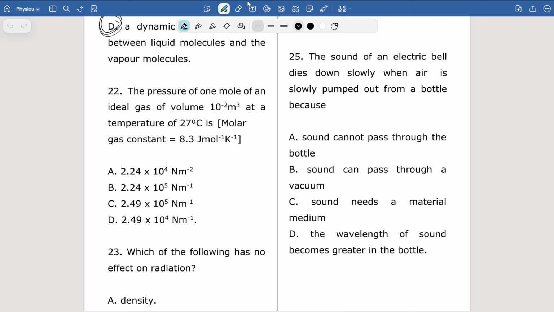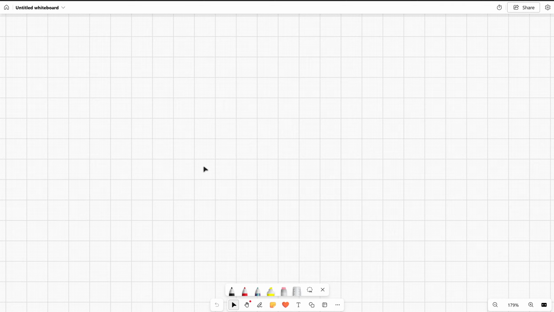You're given the molar gas constant. So obviously this question is coming from the gas laws, the ideal gas equation. From the ideal gas equation, you need to know the general formula, which is PV is equal to nRT.